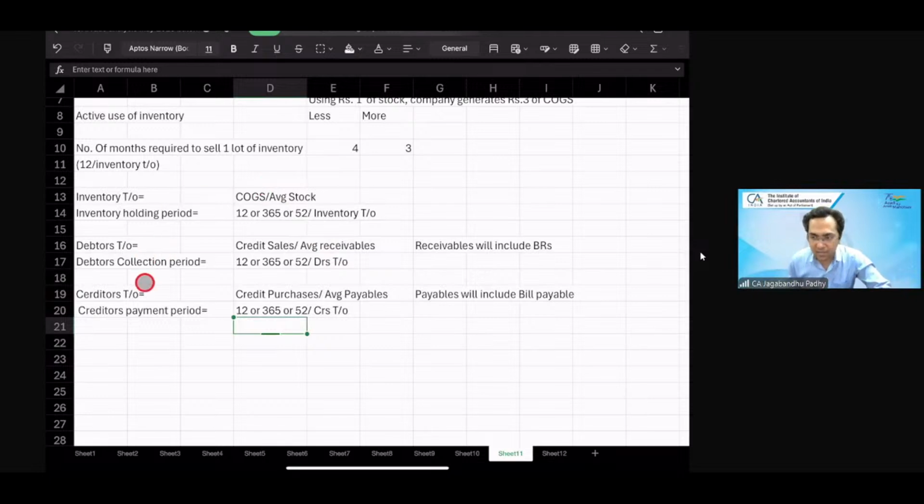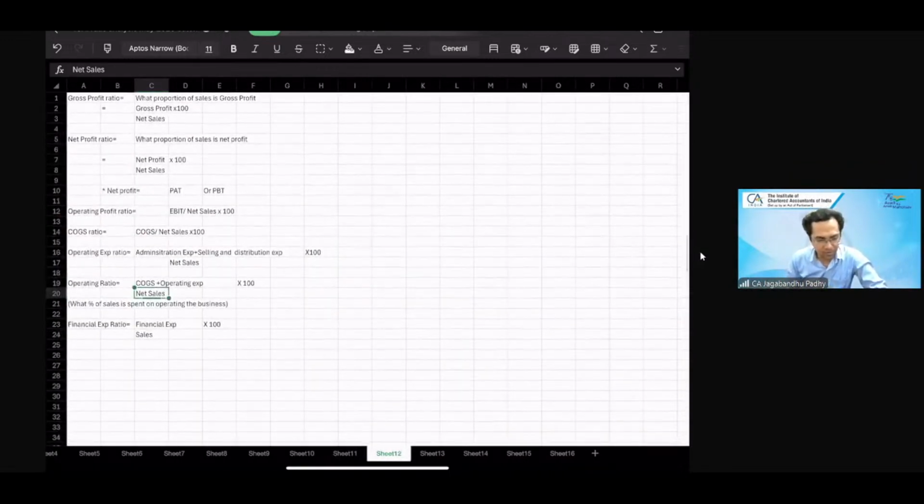So these all indicate how many times the current asset, inventory, debtor or creditor is the corresponding sales or cost item. The more this number is, the greater is the degree of activity of the company. Okay. Then we have some of the P&L ratios.